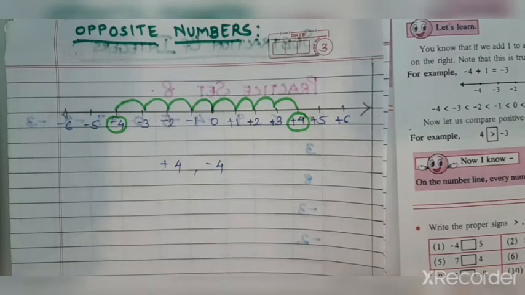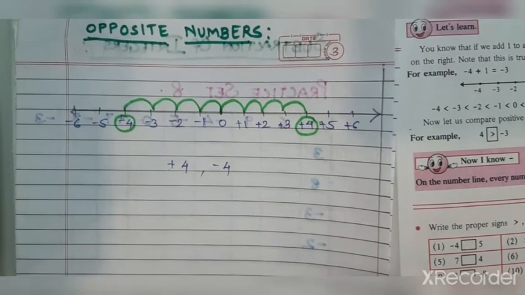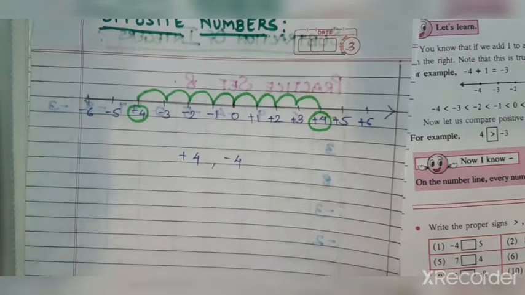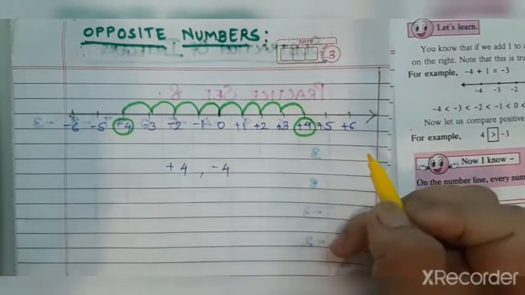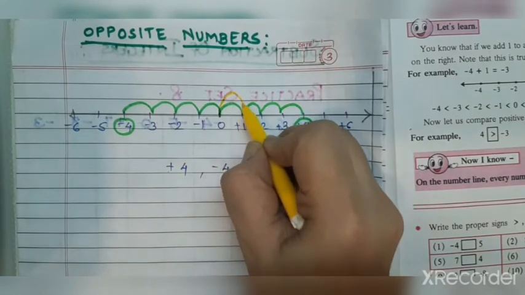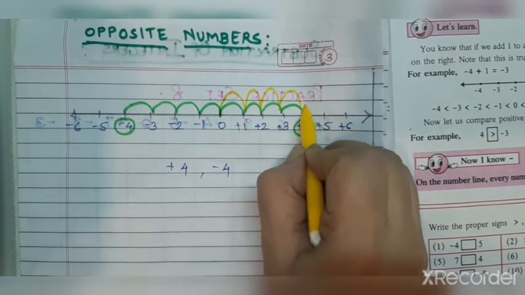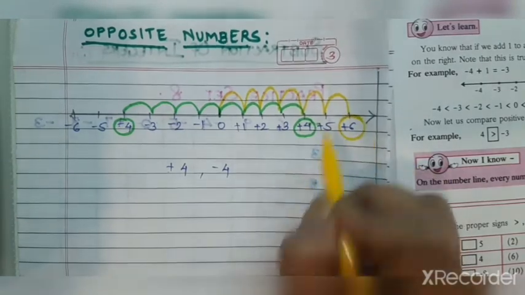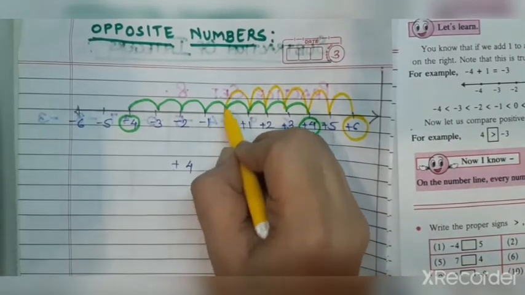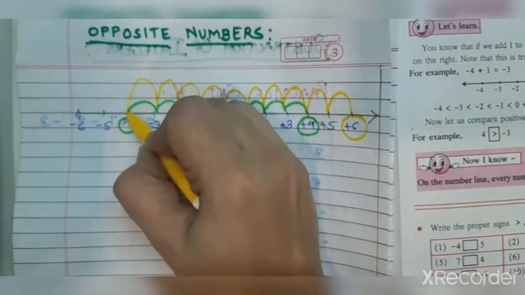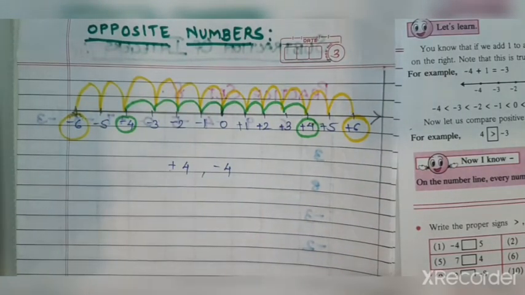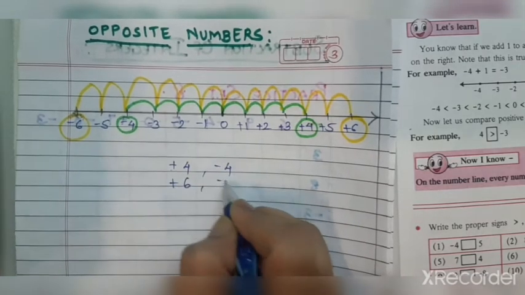In this way, all the numbers have opposite numbers. Now another example. Now if I am moving maybe 6 units to the right. So 1, 2, 3, 4, 5, 6. So I got positive 6. And the same 6 units I have to move towards left from 0. So 1, 2, 3, 4, 5, 6. And where did I reach? Negative 6. So here in this case, positive 6 and negative 6 are two opposite numbers.